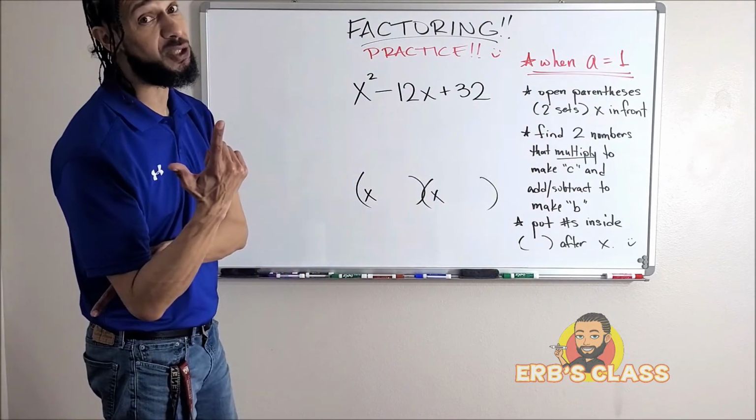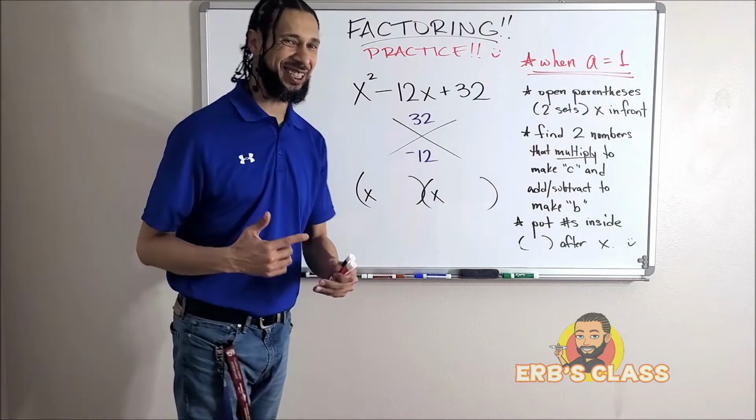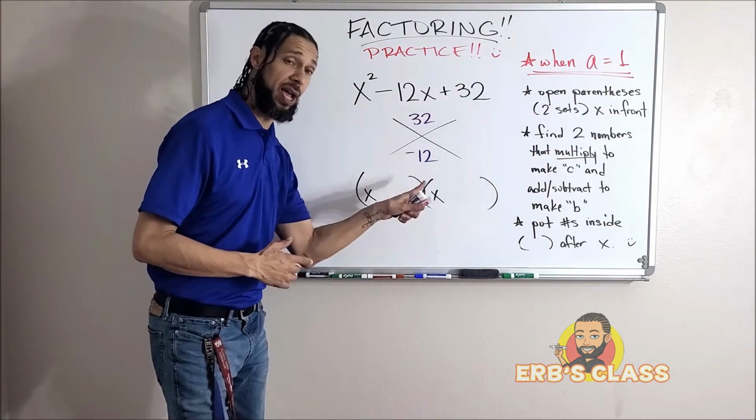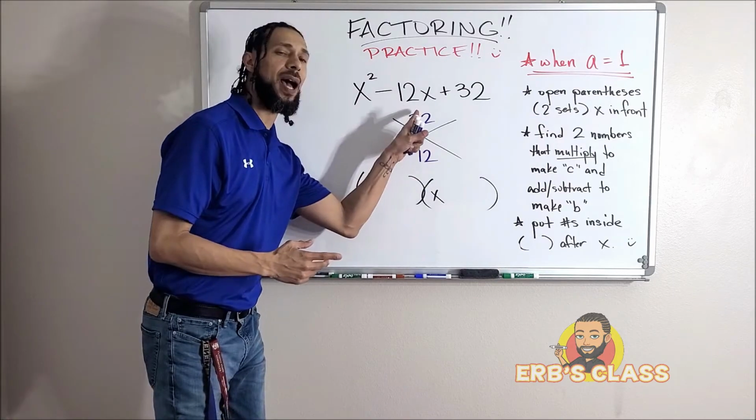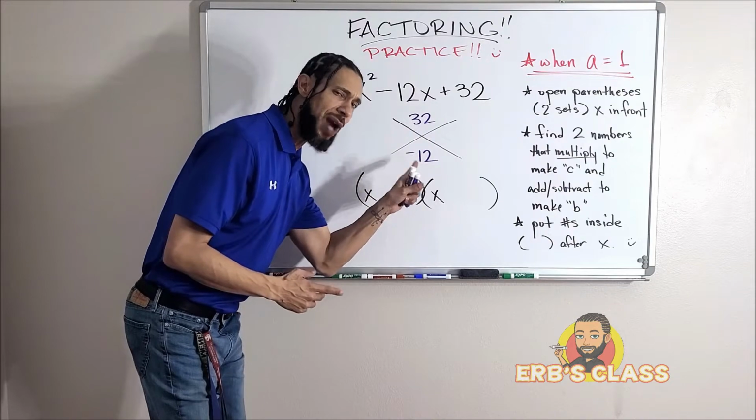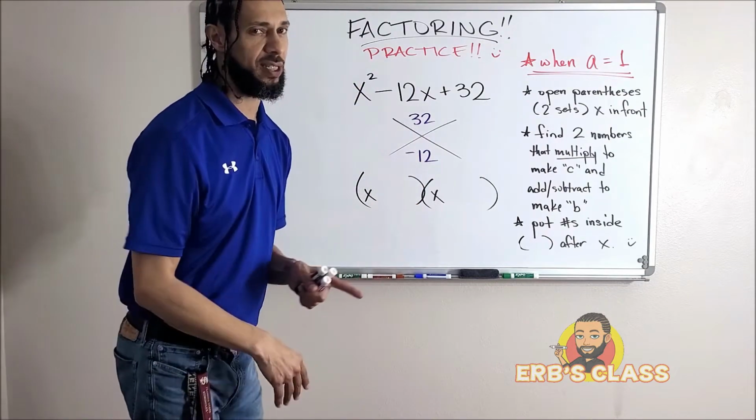Okay, give me my little visual aid. Okay, looking good. Last number up top, middle number down bottom. So I need 2 numbers now. Remember, I need 2 numbers now. Multiply to make 32, add or subtract to make 12. We'll talk negatives in a second.